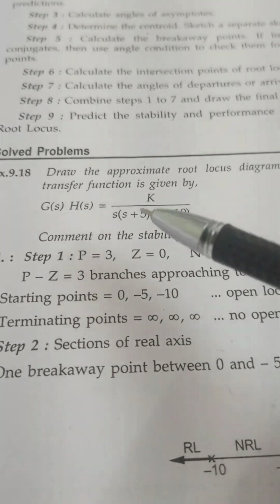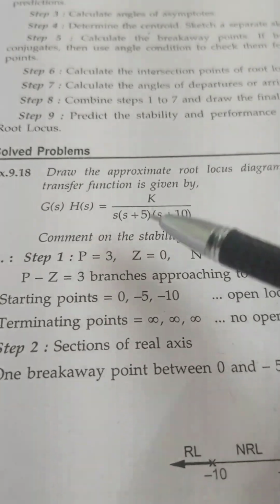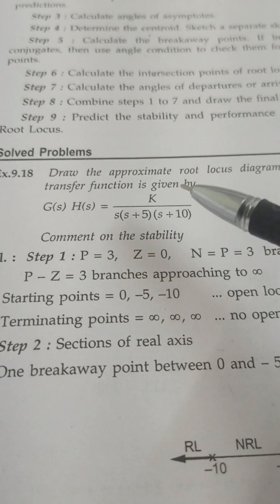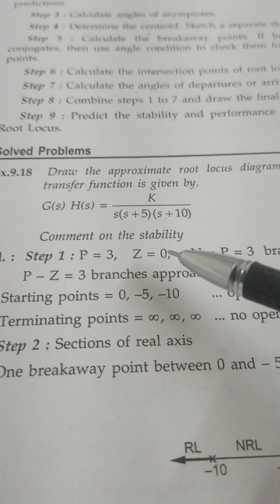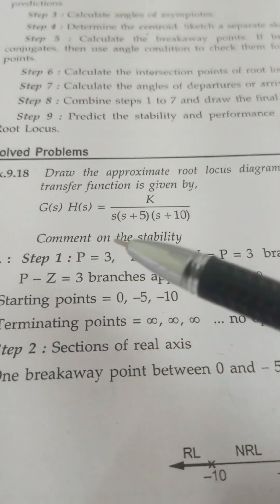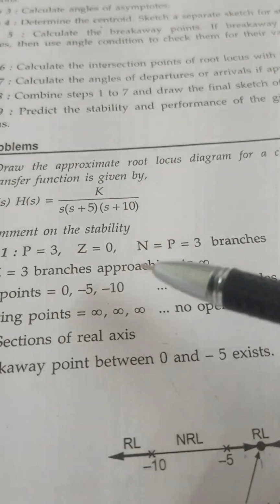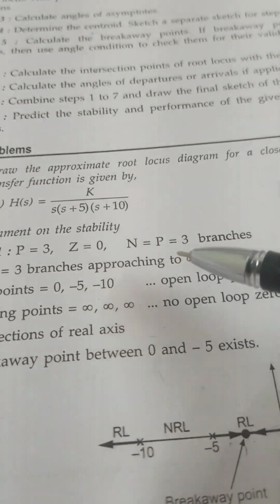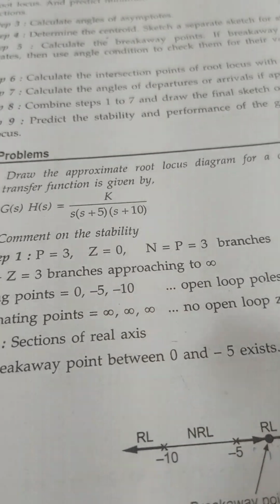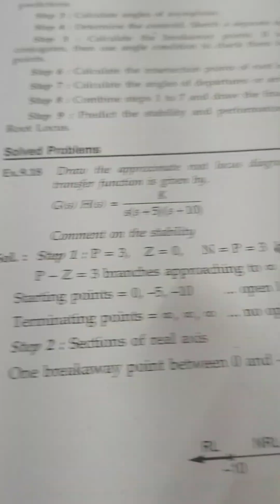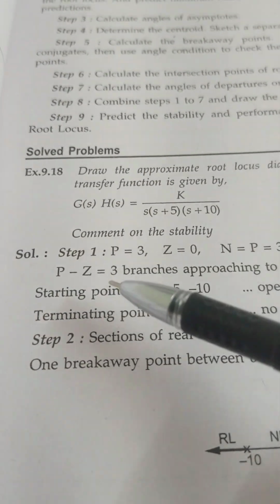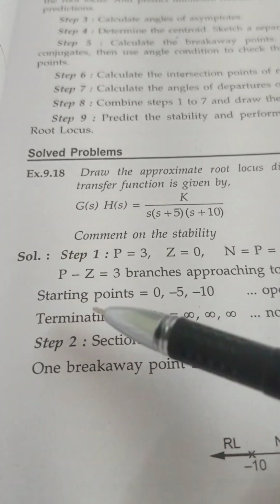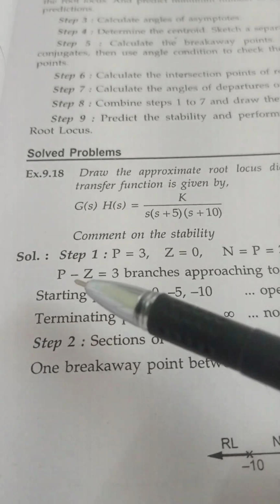There are no zeros. Why? Because in the numerator there is no term related to s. Therefore, the number of zeros is 0 and the number of poles is 3. Therefore n is equal to p equal to 3, and the number of branches will be equal to 3. Therefore p minus z equal to 3. Since the number of zeros is 0, the poles are 3.